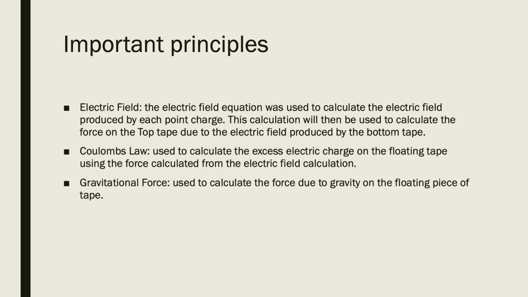Here are some important principles that we use for this lab. First, we use the electric field equation to calculate the electric field produced by each point charge in the rod. This calculation will then be used to calculate the force on the top tape due to the electric field produced by the bottom tape. Second, we use Coulomb's law to calculate the excess electric charge on the floating tape using the force calculated from the electric field calculation. Third, we used the gravitational force equation to calculate the force due to gravity on the floating piece of tape.